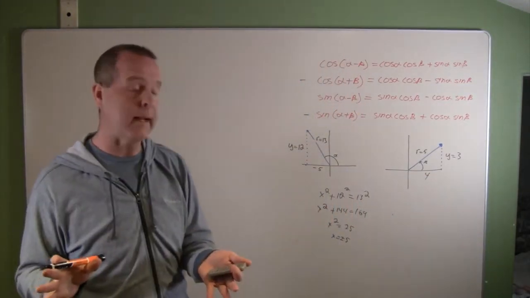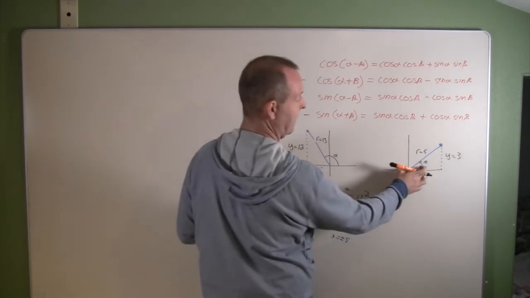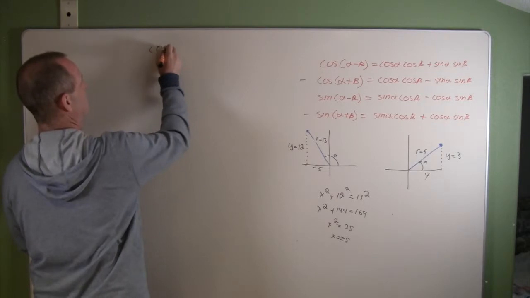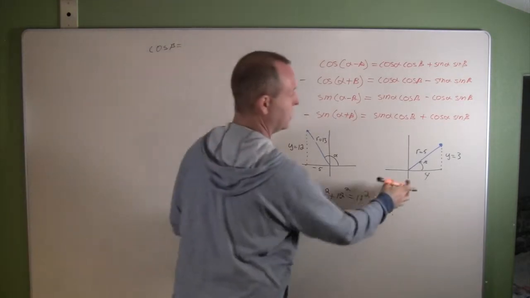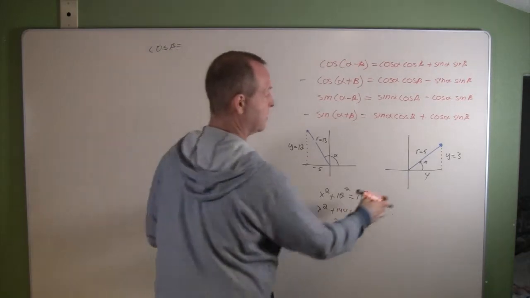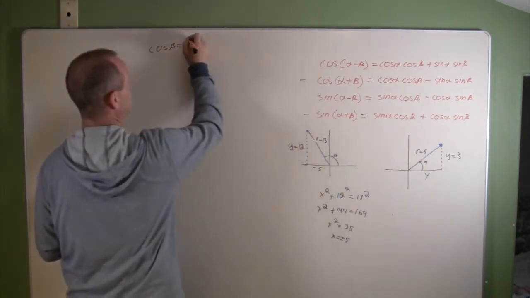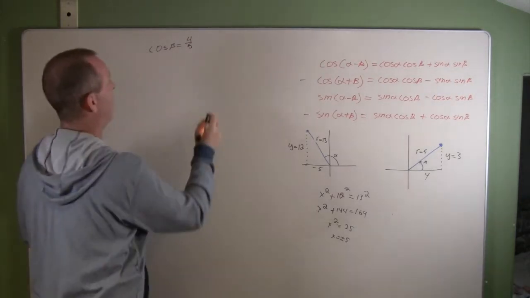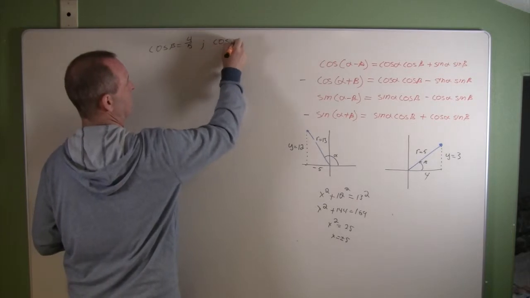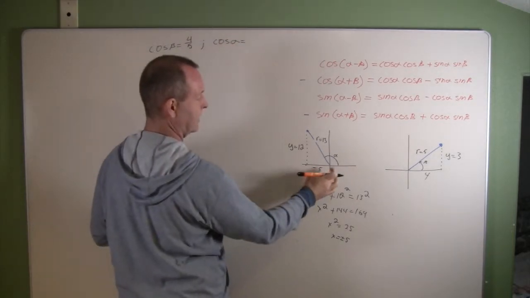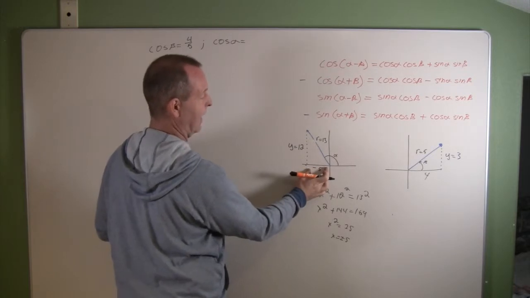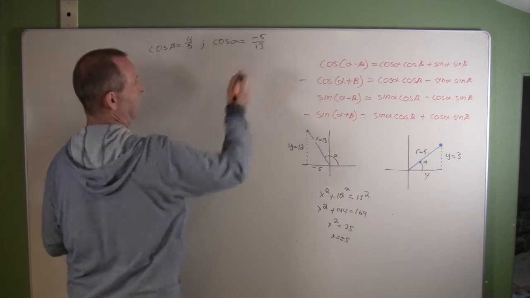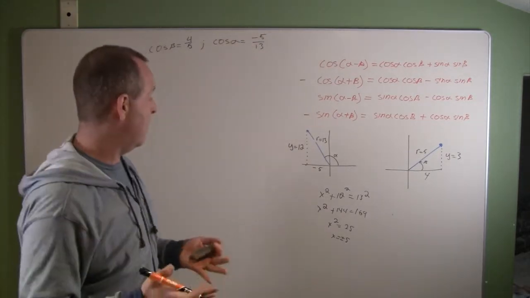Now, why is that helpful for me? Well, if I wanted to find the cosine of beta, cosine was adjacent over hypotenuse, so adjacent was 4 over 5. So I know cosine of beta is 4/5, and the cosine of alpha is likewise the adjacent, which in this case is -5, over the hypotenuse, which is 13. And so now I have all the information I need.